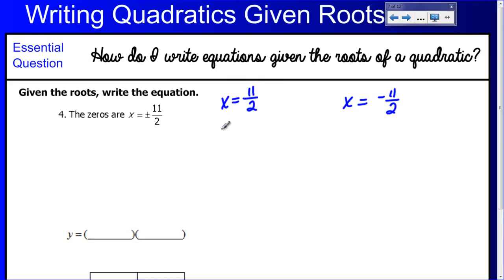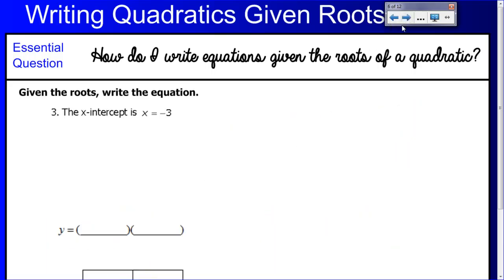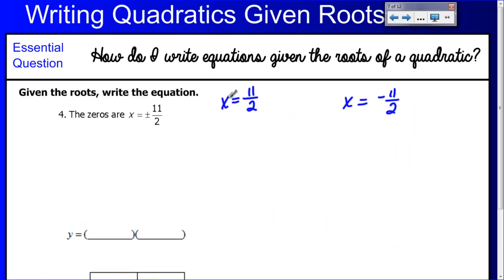Now I've got to make this equal 0, but because it is a fraction, this turns into a two-step problem. I cannot just add 11 over 2 to both sides and then call it a day. That's not how this is going to work. The fact that this is a fraction tells me that when I get down here to my factors, my x's are going to have a number in front of them. So instead of being like these two, where I had x plus 10, x plus 5, or x minus this and x plus that, this x is going to have a value in front. And so this is a two-step problem.